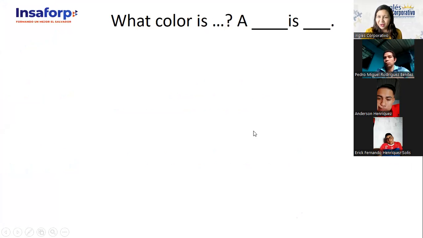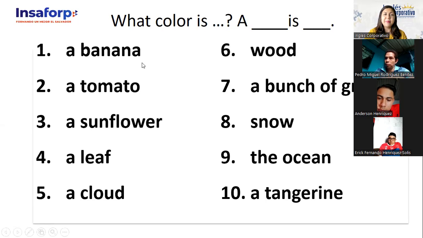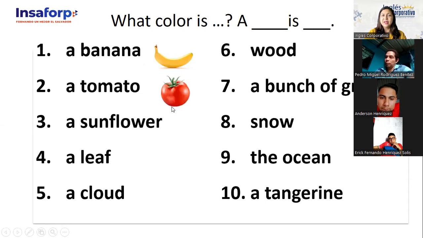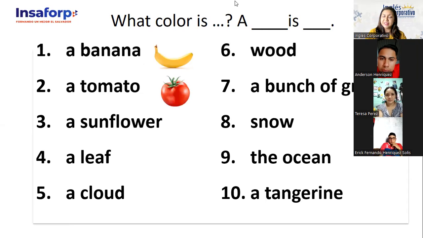Okay, so let's start with the colors. We're going to practice, okay? I'm going to ask you what color is, and I will say an object. And then you will say, for example, what color is a banana? And you will say, a banana is yellow. Exactly, it's yellow. Okay, what color is a tomato? Red. A tomato, van a usar esta estructura. A tomato is red.